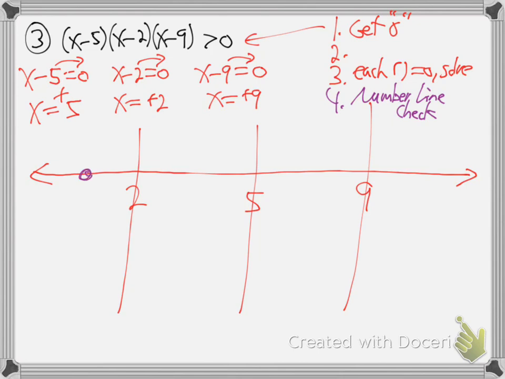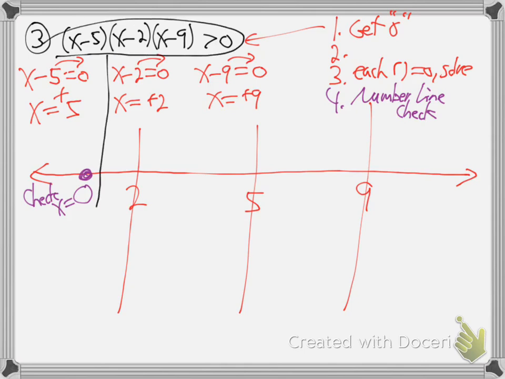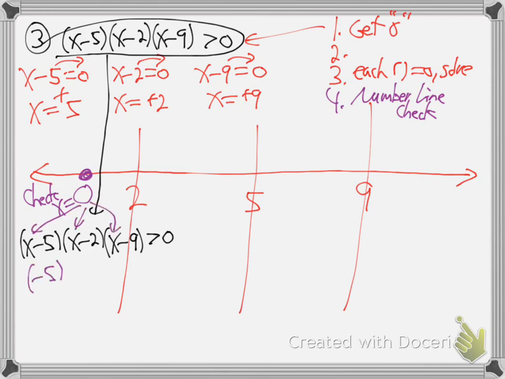I'm going to check x equals 0. So 0 is right here, it turns out. Check it where? In the original equation. So I'm going to grab the original and bring it down here. So that's x minus 5, x minus 2, x minus 9 greater than 0. Now plug in the 0. You get 0 minus 5, which is negative 5, times negative 2 times negative 9, greater than 0.